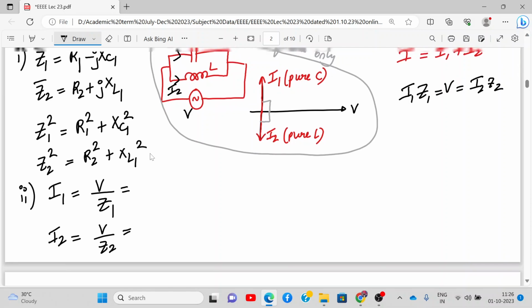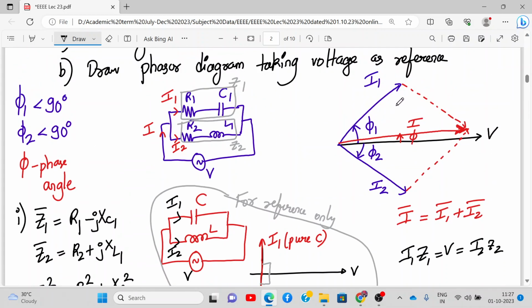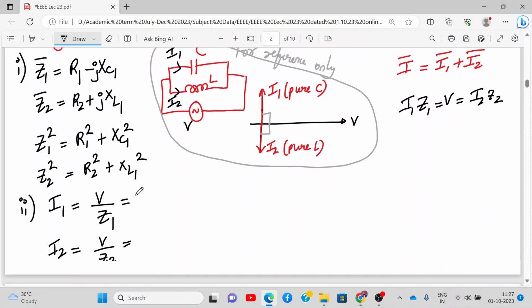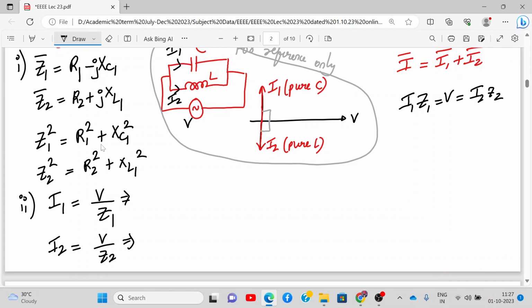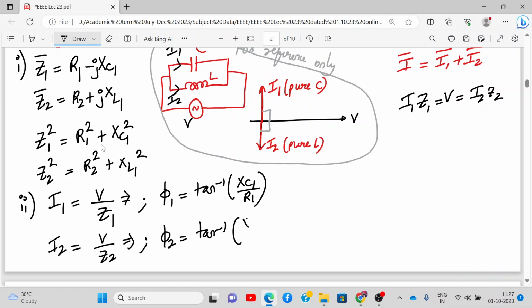Now, here, if I check phi 1, what is phi 1 now? Can you all tell me what is phi 1? If I take from here, tan inverse, can you all tell me what is phi 1? This is the magnitude. What will be the phase? Tan inverse of XC1 upon R1, and phi 2 will be tan inverse of XL1 upon R2. Are you getting it? Yes? Did you understand how we got phi 1 and phi 2? See, phi 1 we got from here, and phi 2 from here. This is the magnitude and this is the phase. Magnitude is the square root of R1 square plus XC1 square, and the phase will be tan inverse of XC1 upon R1. Okay? Up till here clear?